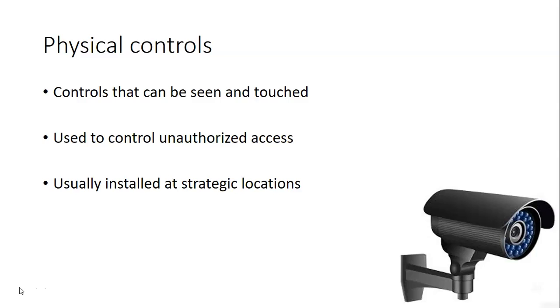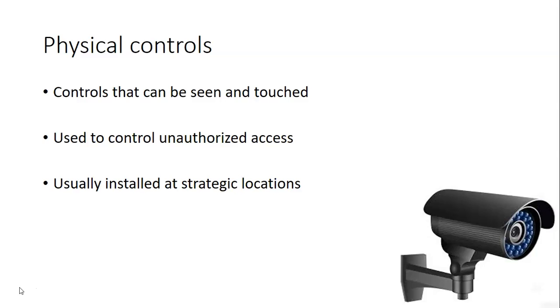Another example is CCTV. All right, a CCTV camera can be used as a deterrent and a detective control. All right, so I'll talk about that in the slides to come. So you can use it to detect violations and to scare people away. Okay, to scare those with malicious intents away, and it's usually installed at strategic locations. Okay, so let's see another slide.